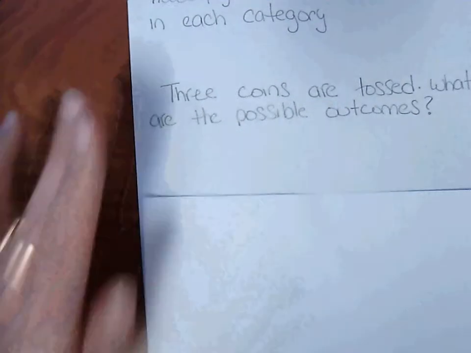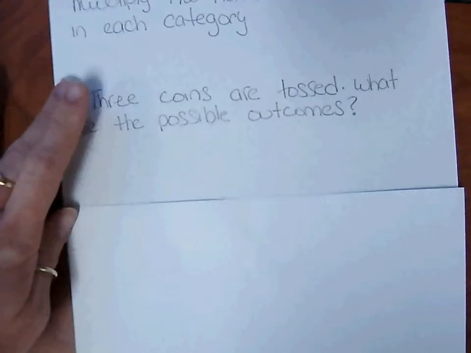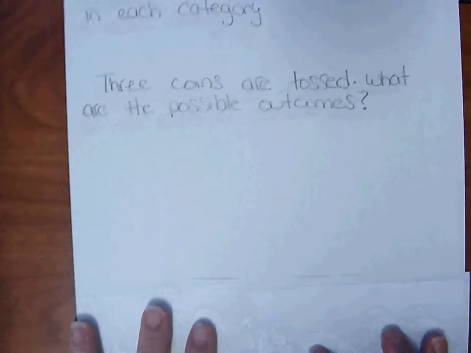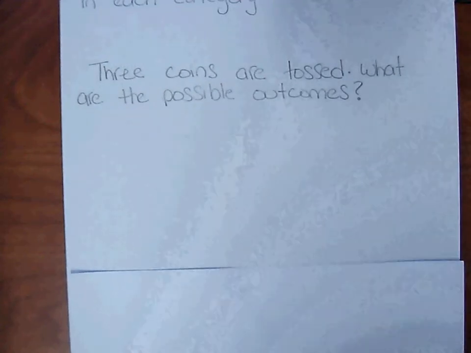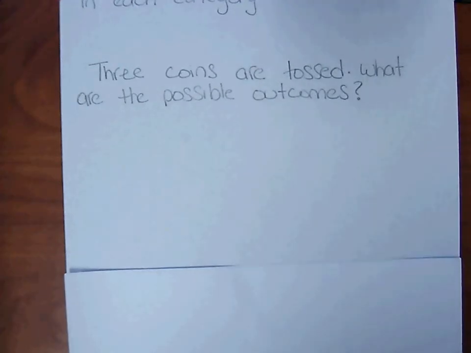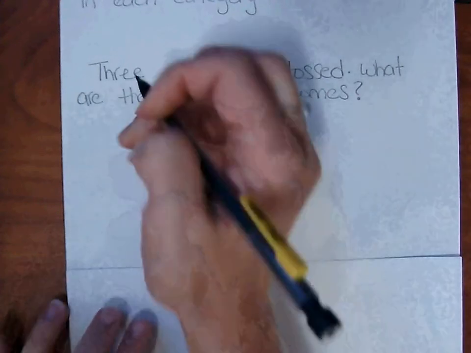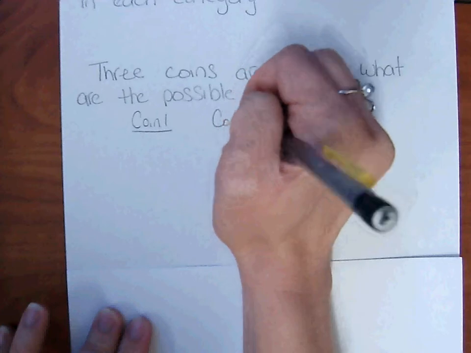So let's do this one. 3 coins are tossed. What are the possible outcomes? Well, many times when I ask this question in class, students want to say 6. 6 is the wrong answer because they think 3 coins, each coin has 2 sides, so 3 times 2 is 6. That's not what we're doing. Remember, we have to think of the categories and the number of choices in each category. Our categories here would be coin 1, coin 2, and coin 3.